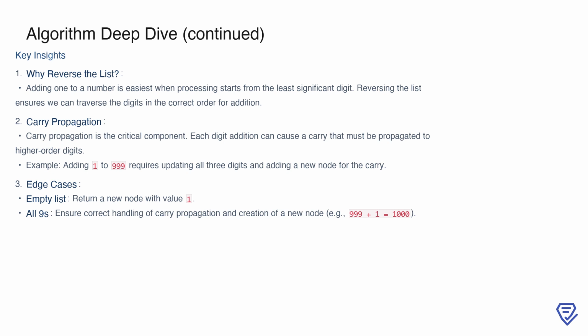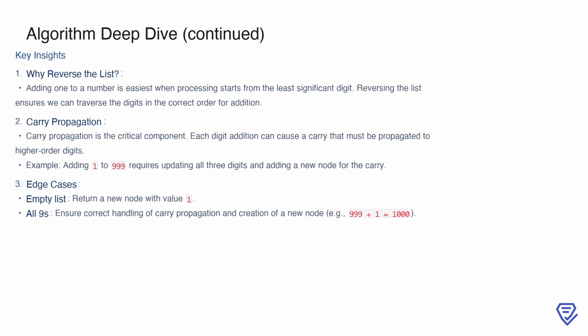In the original order, this is not directly possible because the least significant digit is at the head. By reversing the list, we can traverse the digits in the correct order for addition. Carry propagation is a critical aspect of the algorithm. For example, when adding 1 to 999, each digit update generates a carry, requiring us to propagate it through all nodes and eventually create a new node for the carry.